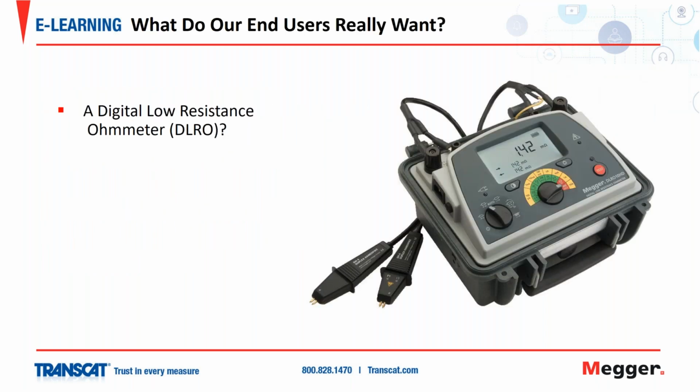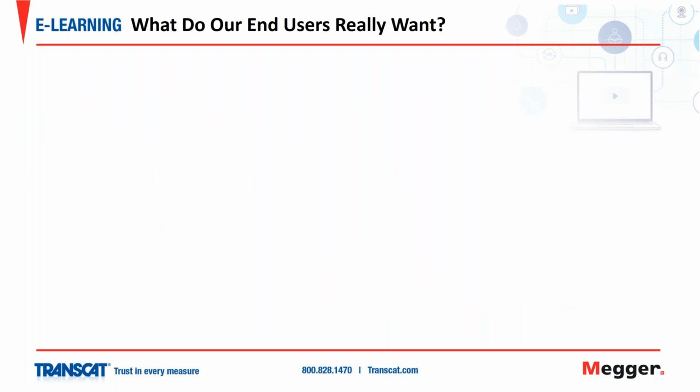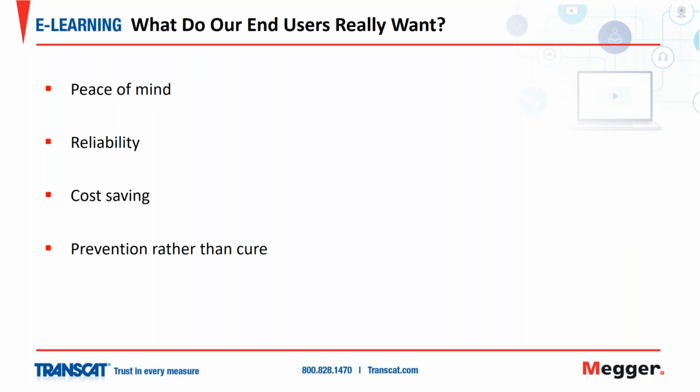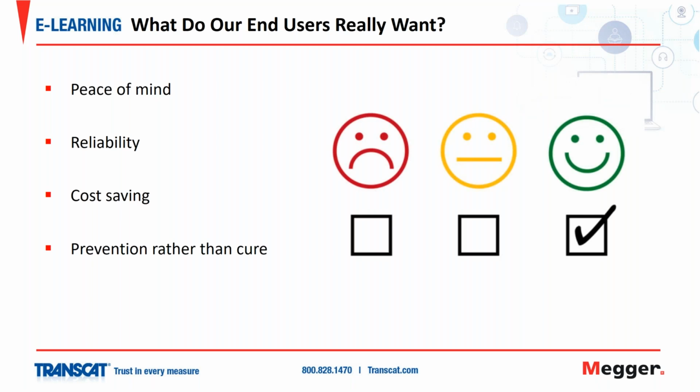So what do our end users really want? Do they want a DLRO, a digital low resistance ohm meter? What we found in talking to our customers is they really want peace of mind, they want reliability, they want cost savings, and they want prevention rather than a cure. So we know that it's a lot less expensive to find a problem and correct it before a total failure occurs.